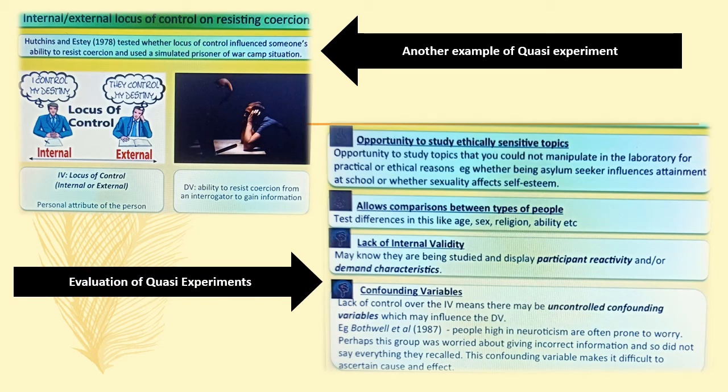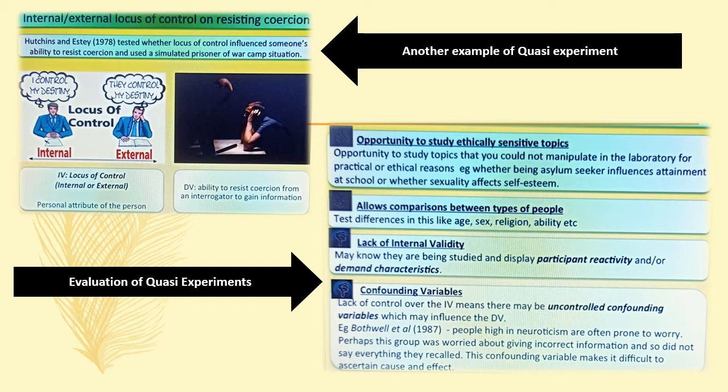So evaluation of quasi experiments. What we find is that the advantage is the opportunity to study ethically sensitive topics. So the opportunity to study topics that you could not manipulate in the laboratory for practical or ethical reasons. For example, whether being an asylum seeker influences attainment at school or whether sexuality affects self-esteem. Next, it allows comparisons between types of people. Here we test differences in things like age, sex, religion, ability, etc. So basically a quasi experiment allows comparisons between types of people.